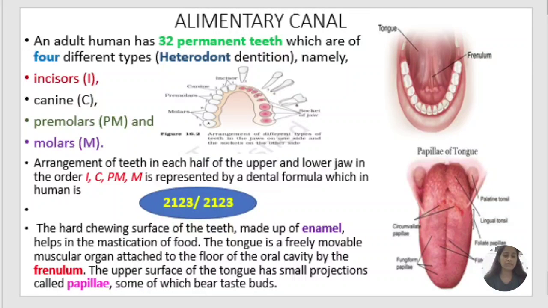The hard chewing surface of the teeth is made up of enamel, helps in the mastication of food. The tongue is a freely movable muscular organ attached to the floor of the oral cavity by the frenulum. This is an important point, so make sure you're noting down all the important points that I will be telling you. The upper surface of the tongue has small projections called as papillae, some of which bear taste buds.